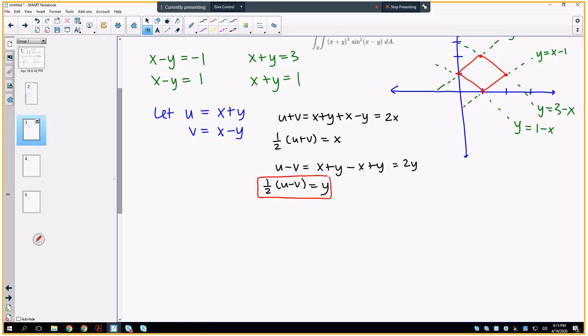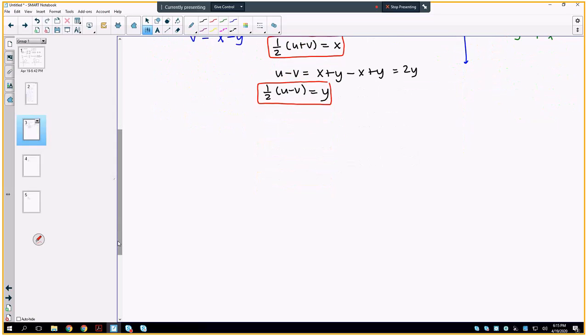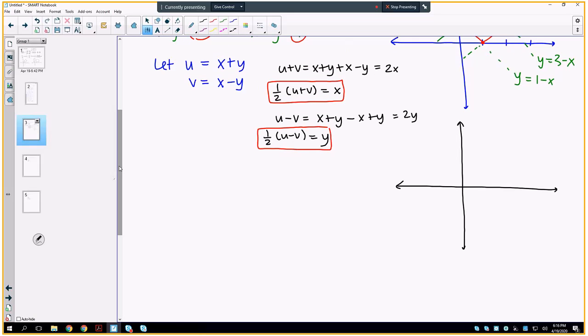So I'll make this substitution. And I want to remember that u is running from 1 to 3, and v is running from negative 1 to 1. So if I draw now my UV plane, what I've done is transform the region R, which was this diamond-shaped region up here. This is the region R.